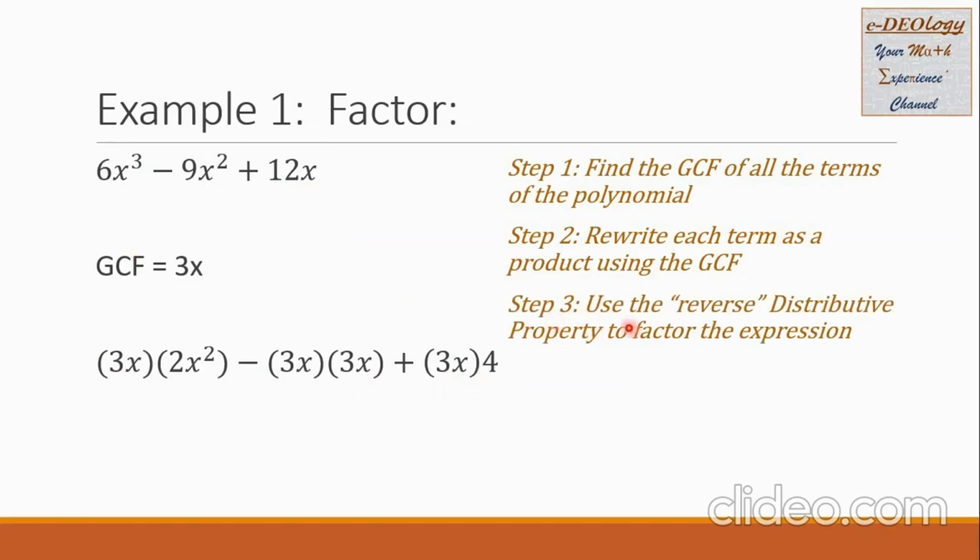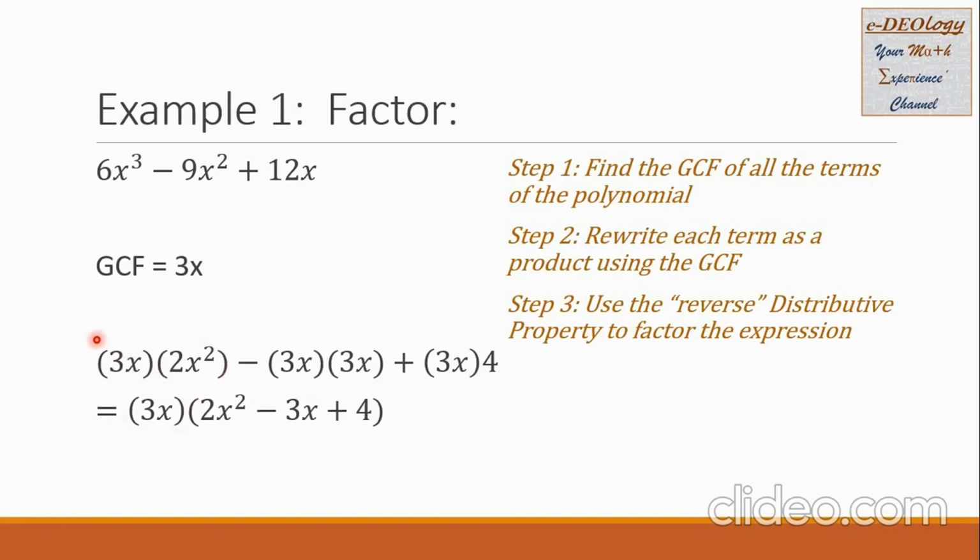For step 3, use the reverse distributive property to factor the expression. It means to say we're going to remove first the GCF from the three terms. So see, the GCF is now outside, and then on the second factor, we're going to collect all terms that will remain for each term here after removing the GCF.